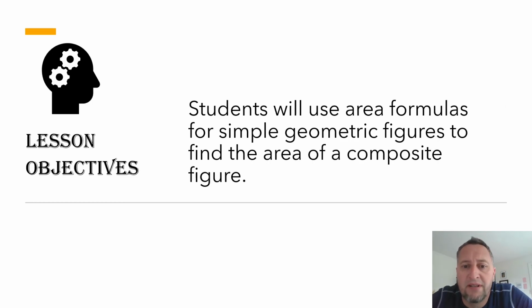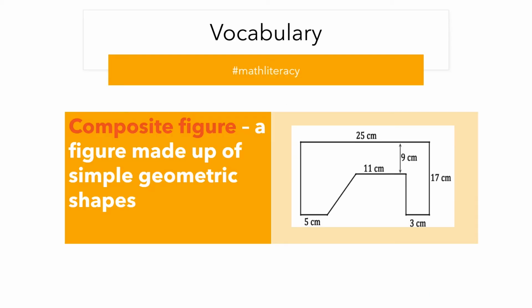In this lesson, you'll use area formulas for simple geometric figures to find the area of a composite figure. We have one key vocab term for this lesson, and that's the idea of a composite figure. In order to break this definition down, we brought back in our resident vocab expert, Lila. So Lila, a composite figure is a figure made up of simple geometric shapes. What stands out to you in that definition?